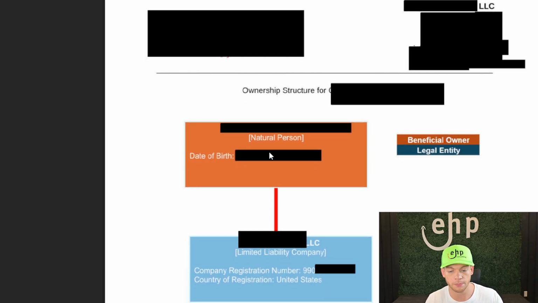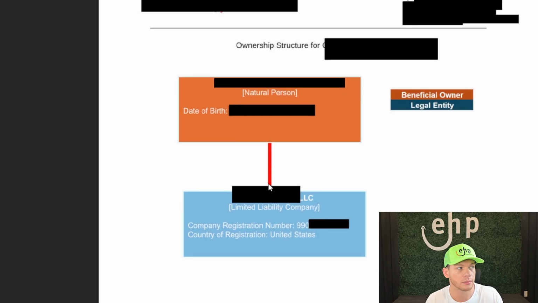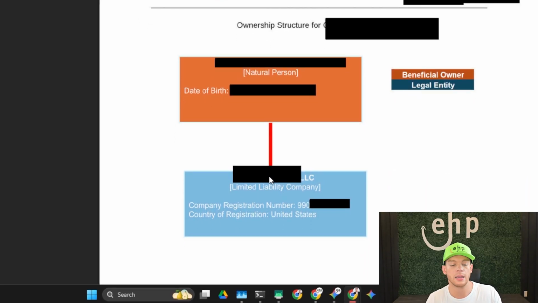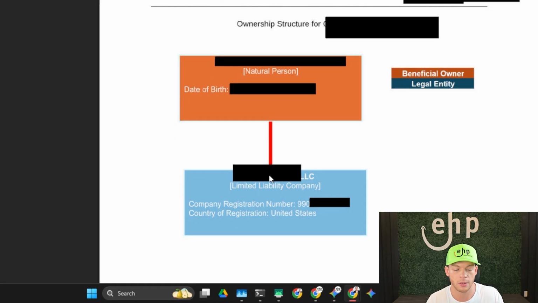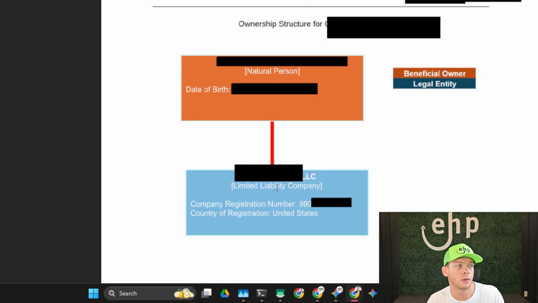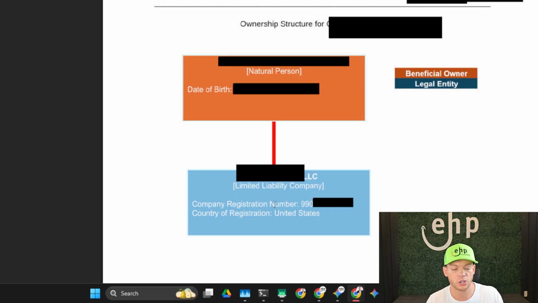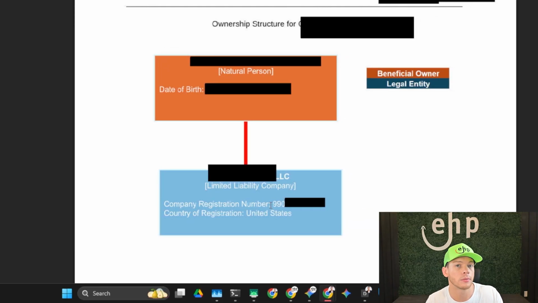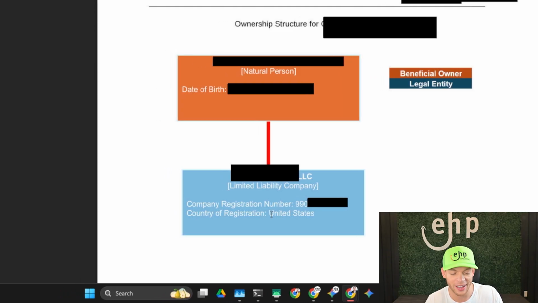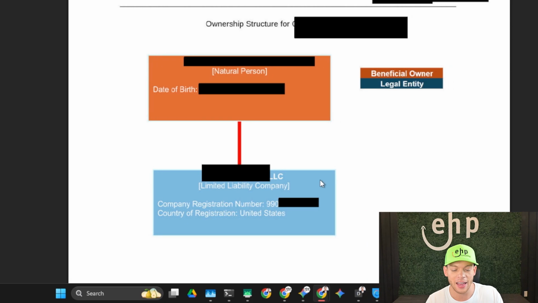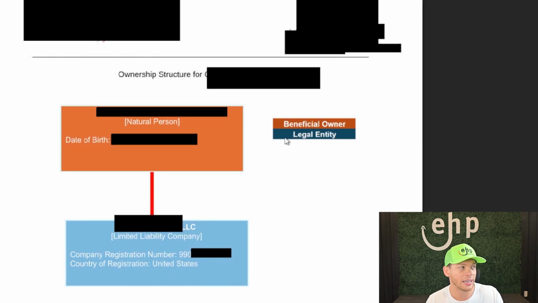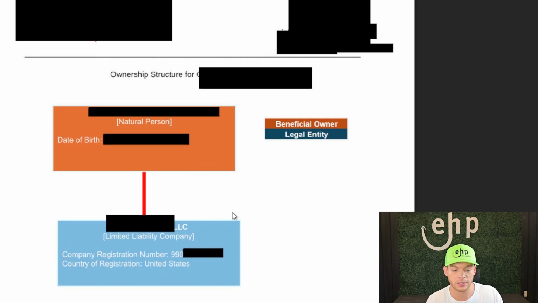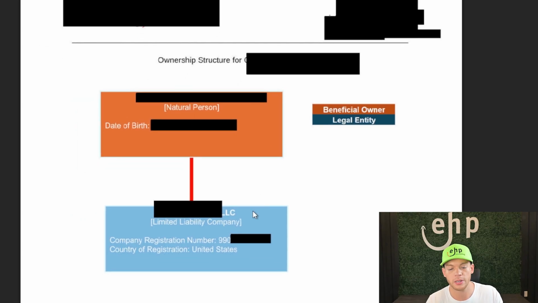Simple enough, right? Then you're going to have a red line, and you're going to put your LLC name, or your corporation name, and then you'll put corporation, or limited liability company, whatever it is. You're going to put your registration number. The registration number is your EIN number. Country of registration, United States, and then you change this blue. I accidentally did a darker blue, but whatever. As long as they understand blue, blue, orange, orange, sweet, understand.